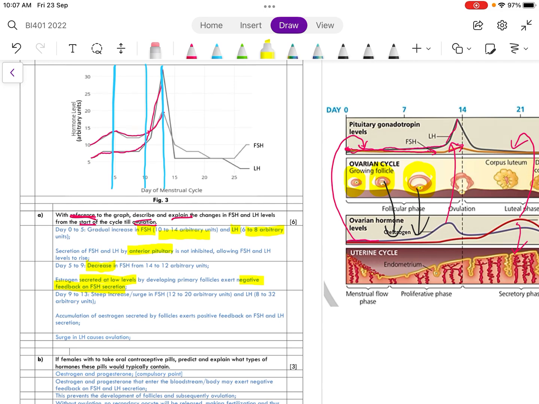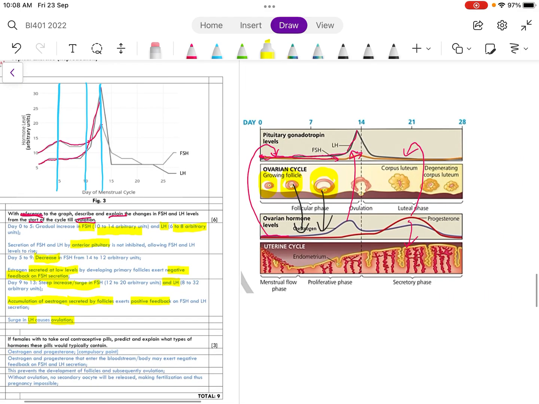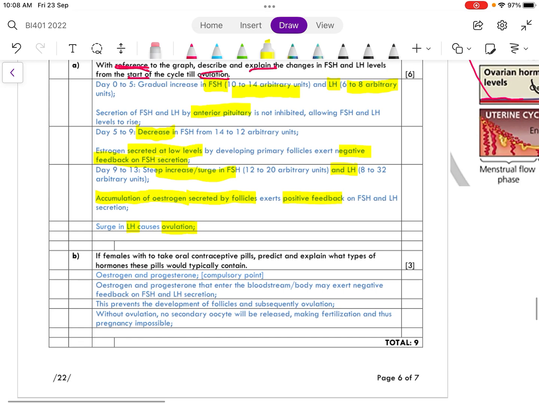Then you look at days 9 to 13, you see a sharp increase in FSH and LH. This sharp increase is because there is an accumulation of estrogen secreted by the follicles that are growing. The accumulated estrogen will exert a positive feedback on the FSH and LH secretion, resulting in a sharp increase. Eventually, ovulation will occur because of the surge in LH. So this is many points. This is kind of like an essay question, but it relates back to this graph that we expect you to know.